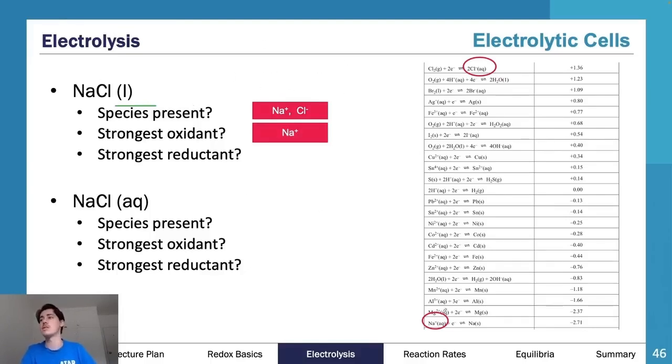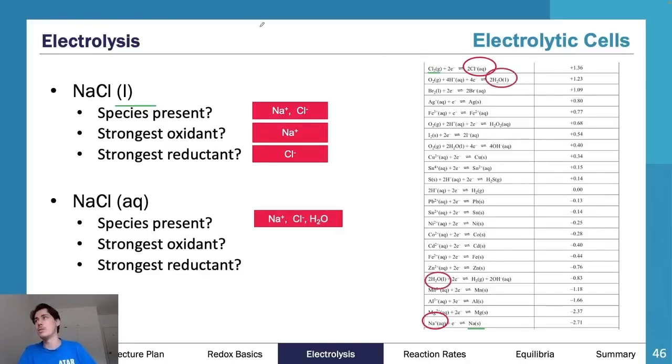What is the strongest oxidant? Sodium. What is the strongest reductant? Chloride. So what is going to happen? I'm going to form sodium solid, and I'm going to form chlorine, oh, chlorine gas, sorry. Now what about here? Well, now I've actually got H2O present. So I've got this H2O present because I am aqueous. So what happens if I go through electrolysis? Well, my strongest oxidant is H2O, and my strongest reductant is also H2O.